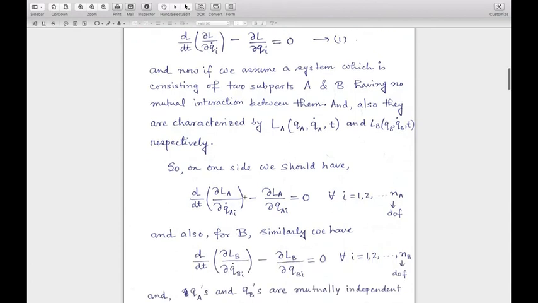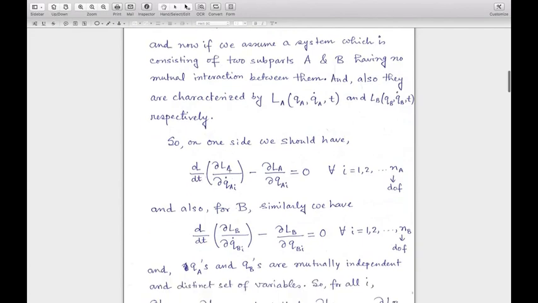Then, let's say for side A, we can write d/dt of ∂LA/∂q̇Ai minus ∂LA/∂qAi is equal to 0, where i denotes 1. i can range from 1 to nA, where nA is the number of degrees of freedom for the compartment A, right? And here you can see that LA is the Lagrangian of the compartment A.